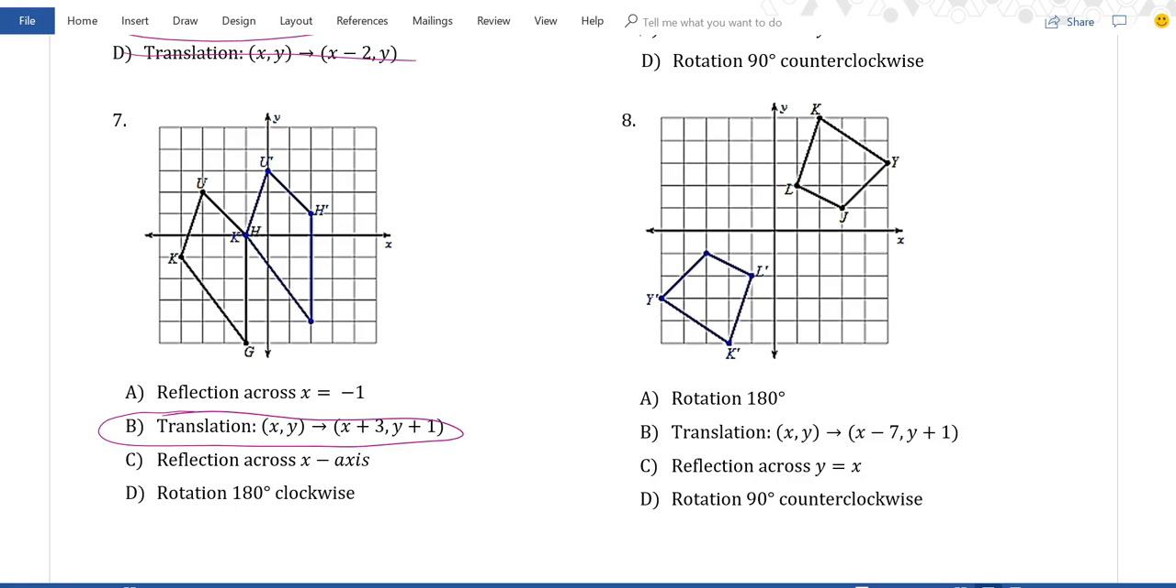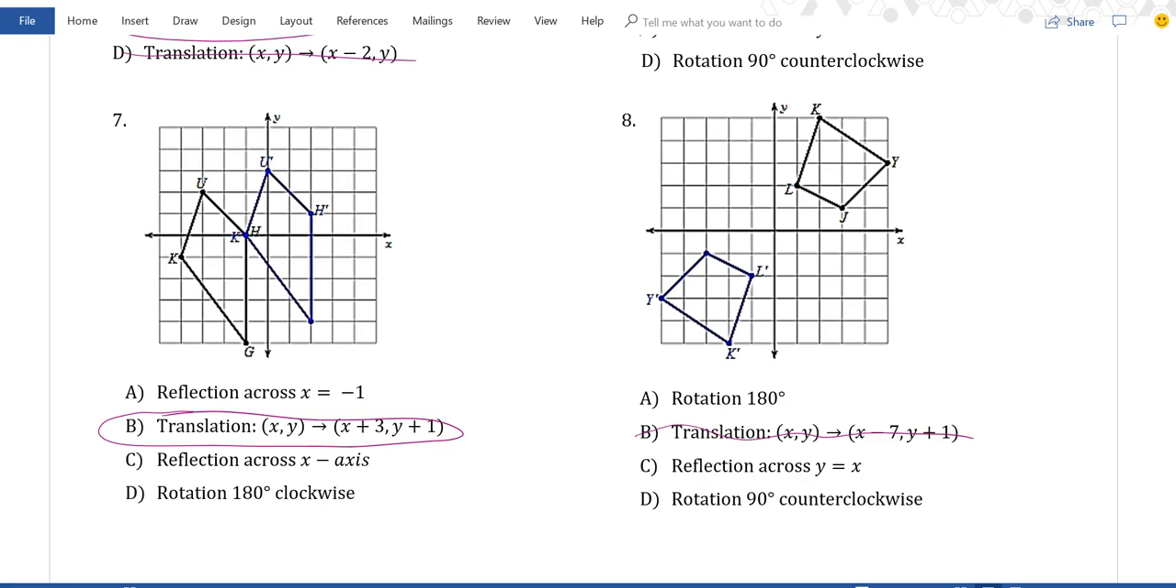All right, lastly, looking at number 8. Let's check our translation. We have it as an option here, and we always check those first. This is saying left 7, down 1. So let's try J: left 1, 2, 3, 4, 5, 6, 7, down 1. Or up 1, I should say. So even worse, not even close, right? So translation's not going to work.